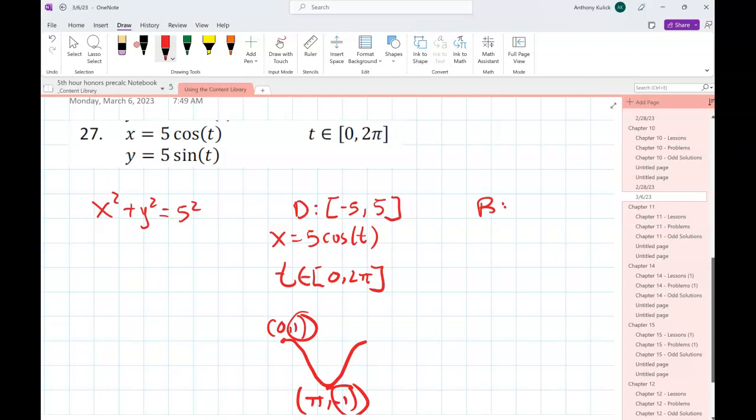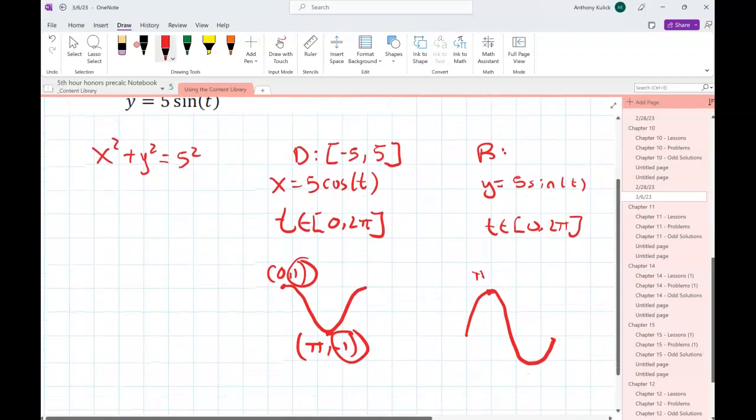If I do the same thing with the range, well, the range is going to come from the y-coordinate, and that function is 5 sine t, and the t's go from 0 to 2 pi. If I think back, 0 to 2 pi is the entire domain for sine. What is the biggest and smallest value that the sine function can take over its domain? Negative 1 and positive 1. Same thing, right? Because if I think about the graph of sine, what does it look like? Looks like that, right?